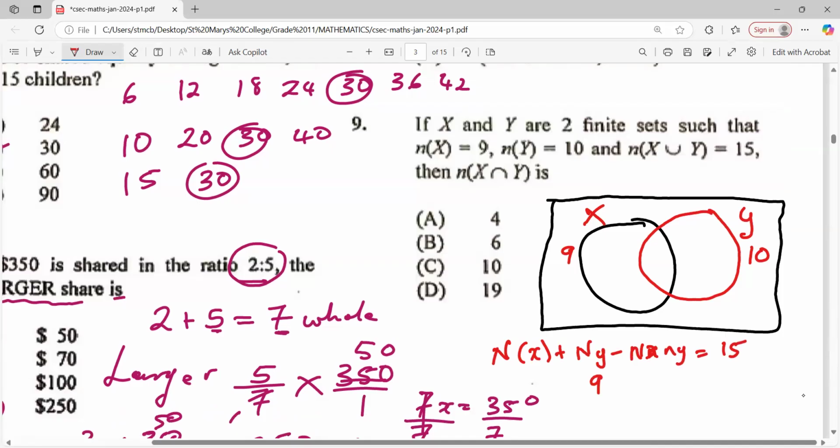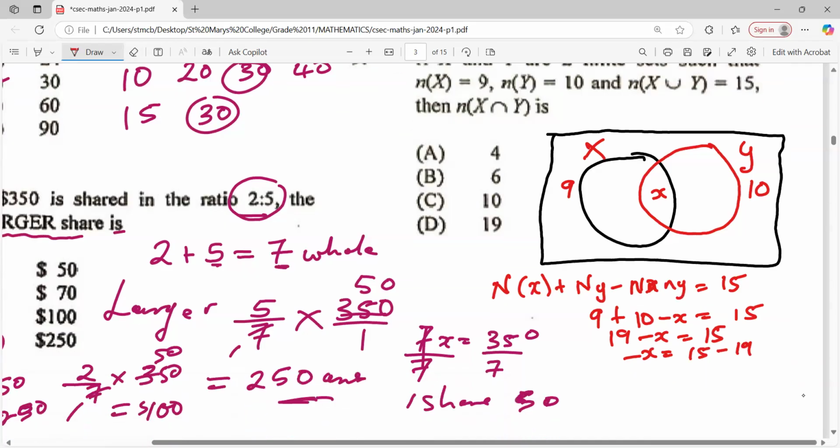So it would be 9. We could call the intersection X. Yeah, make it easier for students, right? So it's 9 plus 10 minus X is equal to 15. So this would be 19 minus X equal to 15. And of course, minus X is equal to 15 minus 19. So the number would be -4 when you subtract. This is bigger. So therefore, X is equal to 4. So the intersection should be 4.